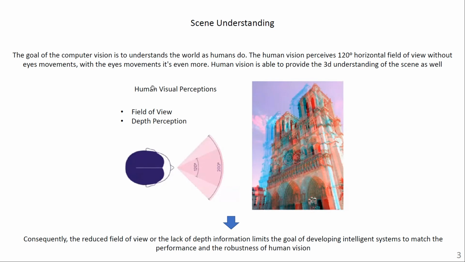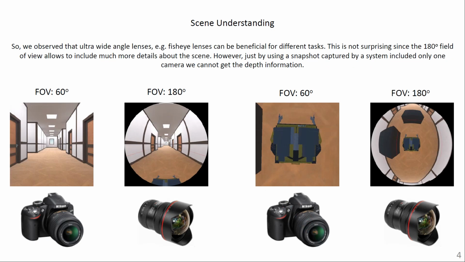So we can conclude that human vision perception must have a wide field of view and also understand the depth of the scene. Consequently, the reduced field of view or the lack of depth information limits the goal of developing an intelligent system to match the performance and robustness of human vision.